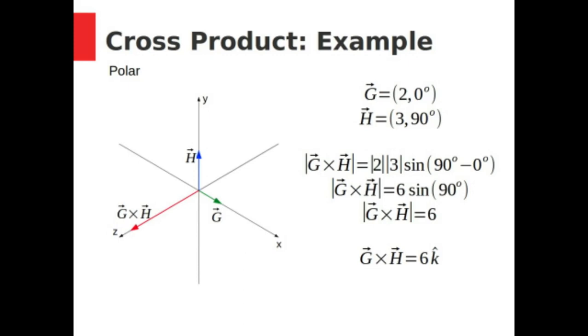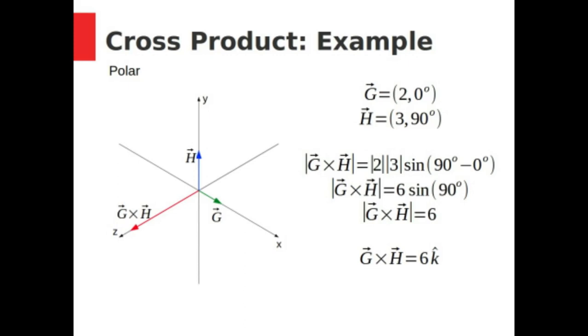Let's see an example. Suppose the first vector, shown in green in the diagram, has a magnitude of 2 and lies along the positive x-axis. Thus, its orientation is 0 degrees. The second vector, shown here in blue, has a magnitude of 3 and is oriented along the positive y-axis. Thus, its orientation is 90 degrees.